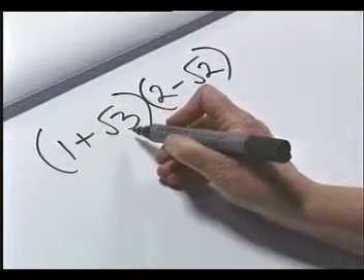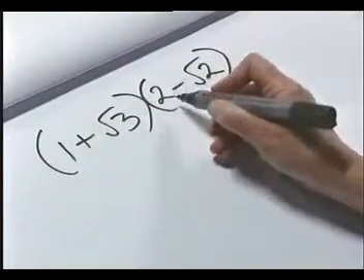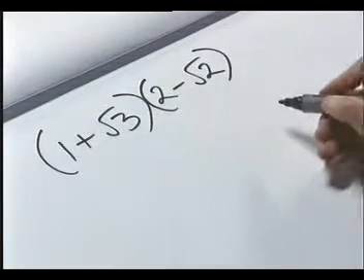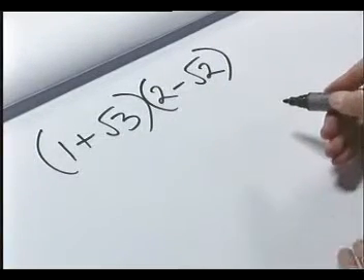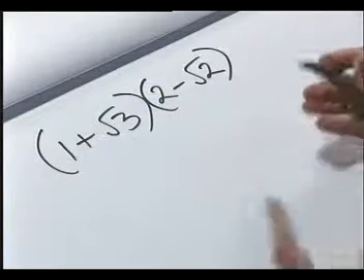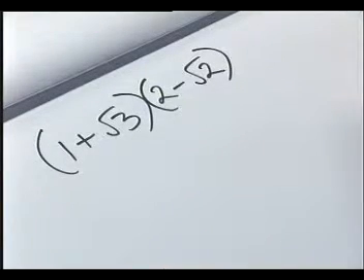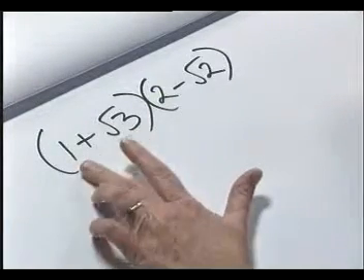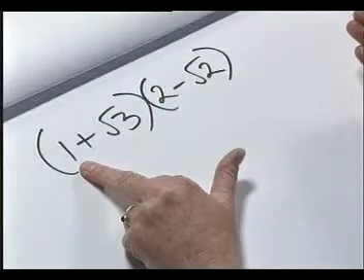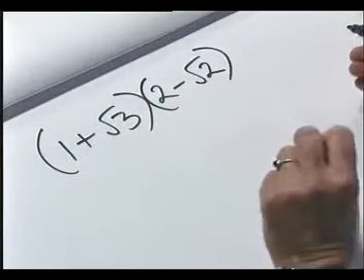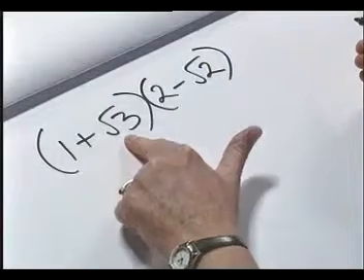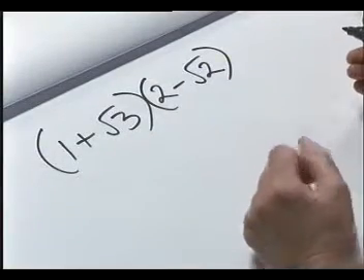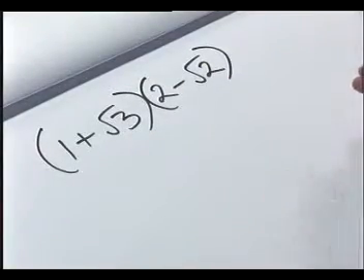1 plus square root of 3 times 2 minus the square root of 2. How do we expand out an expression like this? Well, we do it just in the same way as we did normally. We use the first number in these brackets and multiply it by these two numbers, and then we use this number and multiply it by these two numbers and combine them together if possible.